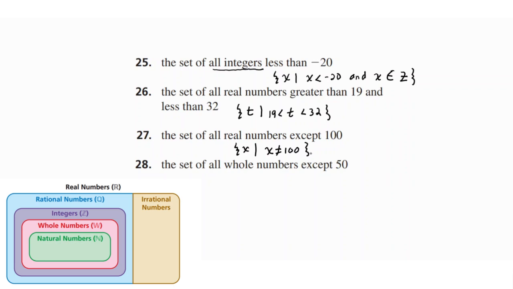The set of all whole numbers except 50. So in this case here, we would say x such that x cannot be equal to 50, and we want the whole numbers. So we don't want the real numbers, so we have to be more specific. So we're going to say x is a member of, and we're going to use the capital W for the whole numbers. And I'll put the chart up for the different number sets and the letters that we use here.